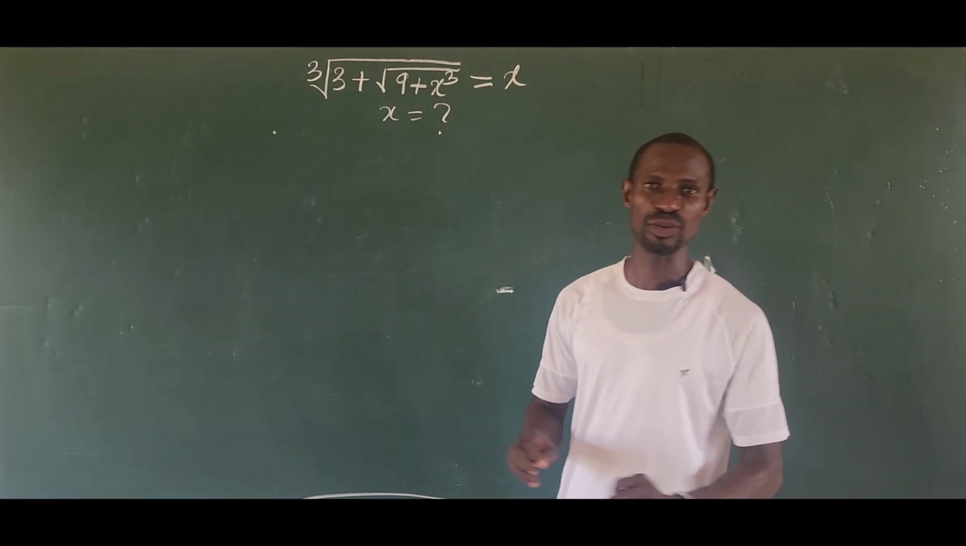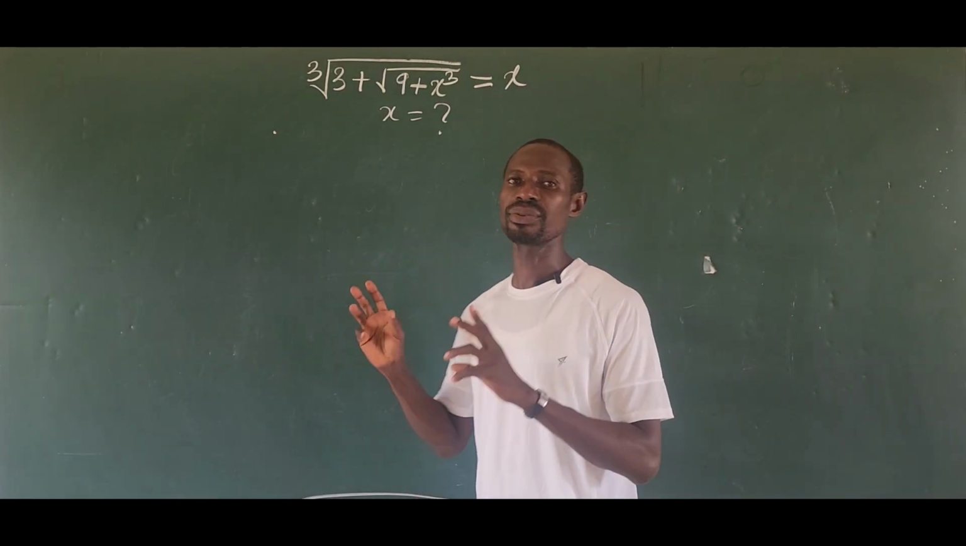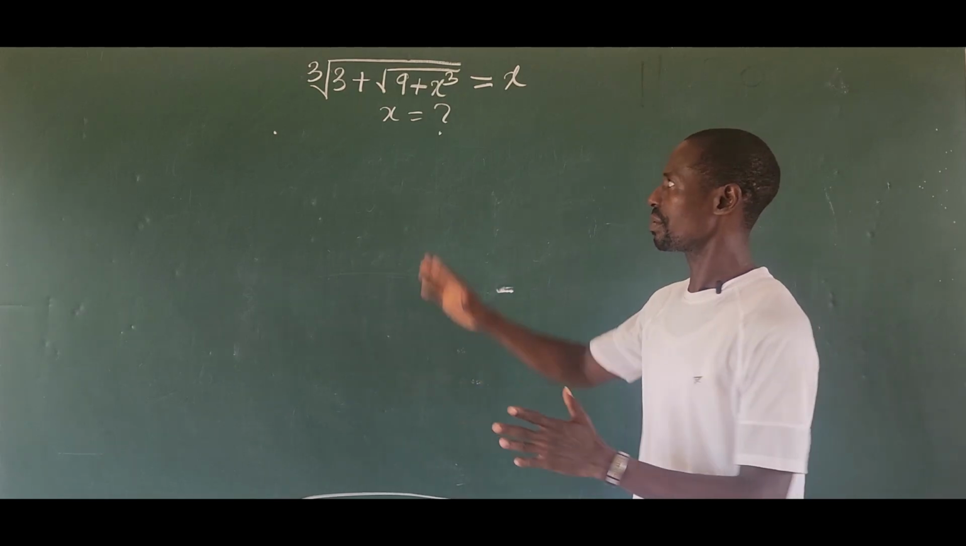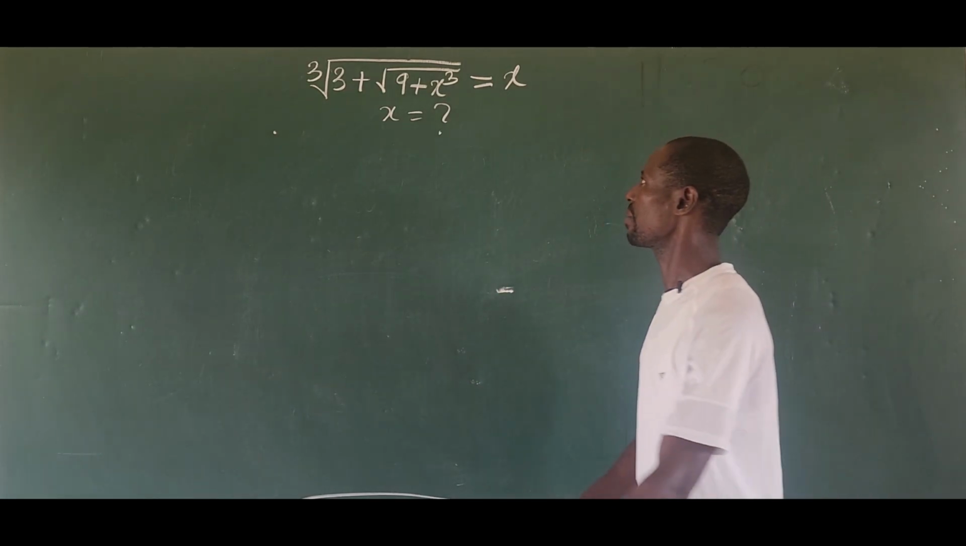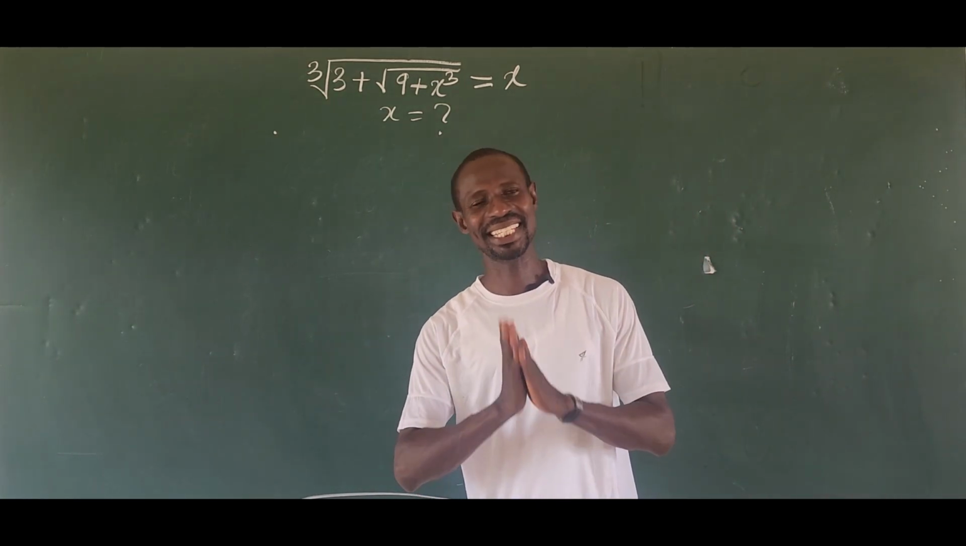We have this radical equation before us. How do we solve this? We're going to solve and verify the roots to this challenge. The question is: the cube root of 3 plus, under it, the square root of 9 plus x to the power of 3, equals x. What is the value of x that will satisfy this equation?